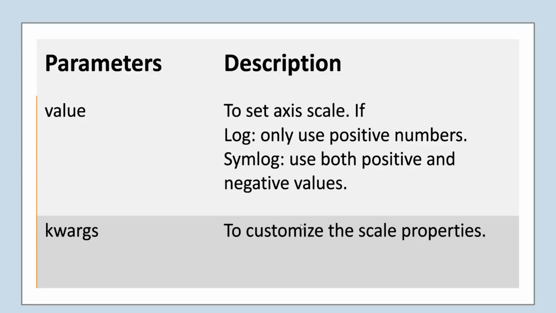The first parameter is value. To set the axis scale, we use this parameter, and if we pass value as log, only positive numbers are represented, and if we pass symlog, it is used for both positive and negative values. The keyword arguments are passed to customize the scale property. So now we will see an example related to both xscale and yscale functions.